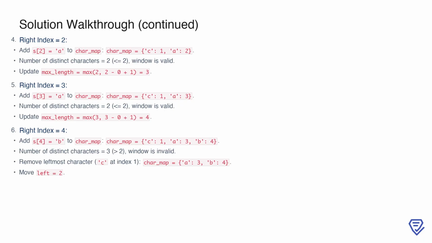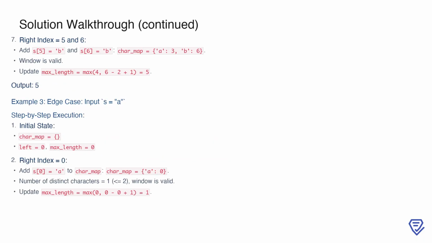At index 4, we add B to the map. This brings the total distinct characters to 3, making the window invalid. To fix this, we remove C, the leftmost character, and adjust the left pointer to index 2. At indices 5 and 6, we process two consecutive B characters. We update the index of B in the map, and the window remains valid with two distinct characters. The maximum length is updated to 5. For this example, the output is therefore 5.